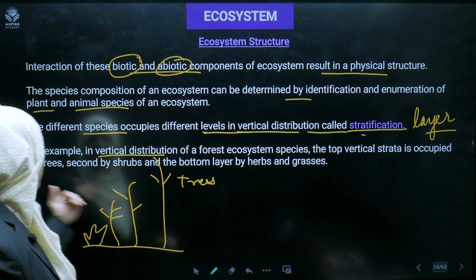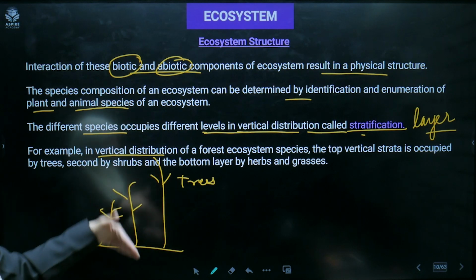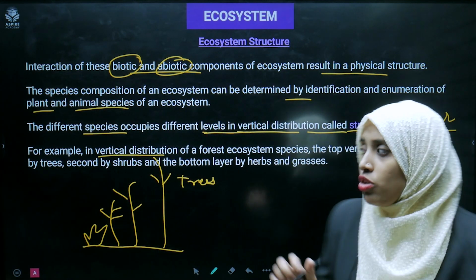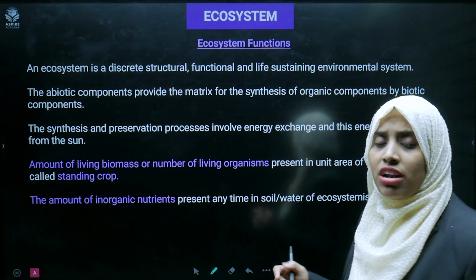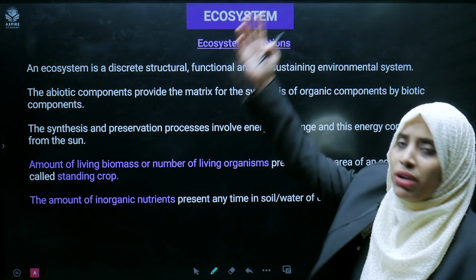Okay, उससे नीचे क्या है? Second, the shrubs. Then उससे भी नीचे है herbs, उसके भी नीचे है grasses. Okay, so ये layering है, that is stratification of the forest ecosystem. In this way, same aquatic ecosystem में भी इस तरह से होते हैं. Phytoplankton, फिर zooplankton, फिर smaller fish, फिर bigger fishes.